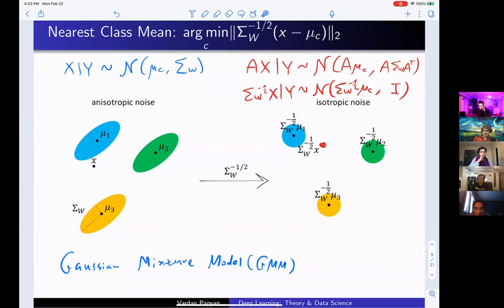If I ask you, can you please predict which class X belongs to? What would you do? You would just see which class mean this X is closest to, right?